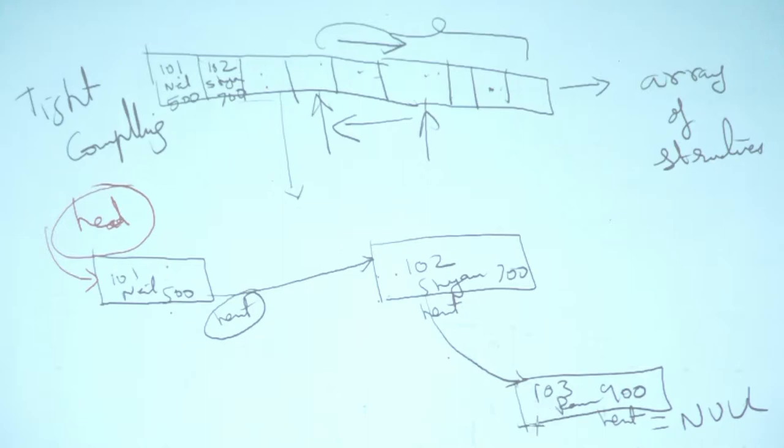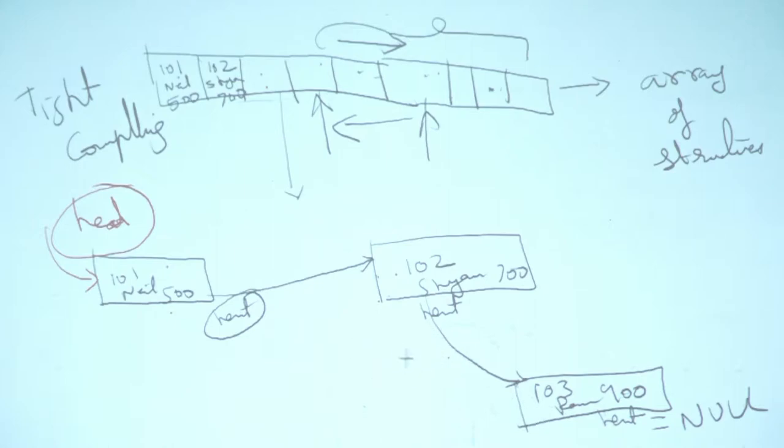You have to start from the first element, jump 95 times or 94 times before you reach the 95th element. That is very slow. So array scores poorly when it comes to speed. But what is a good advantage here?